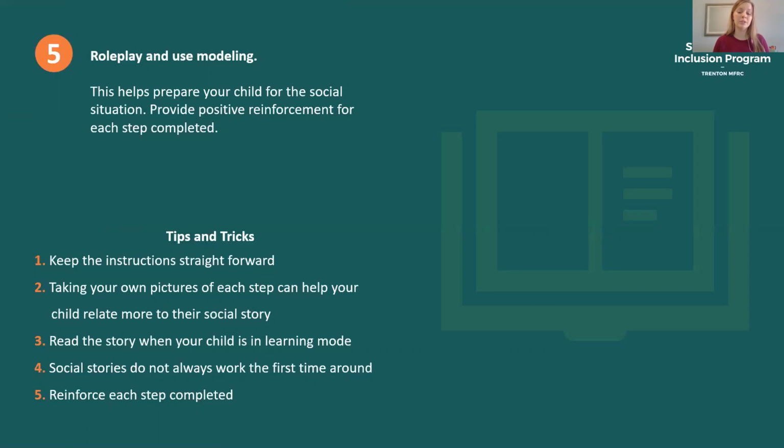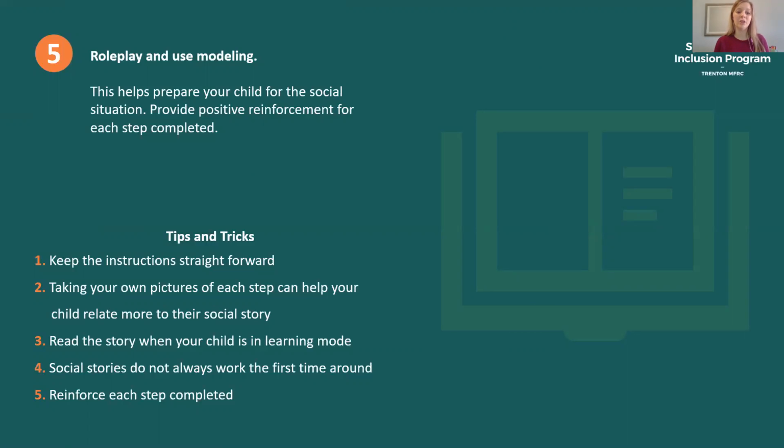To add some tips and tricks for when you are creating the social story and how you can make it as successful as possible for your children. Keep the instructions straightforward, like I said. Keep them very to the point, and use less descriptive words unless it is really necessary so that they can really grasp on to what is being asked of them.